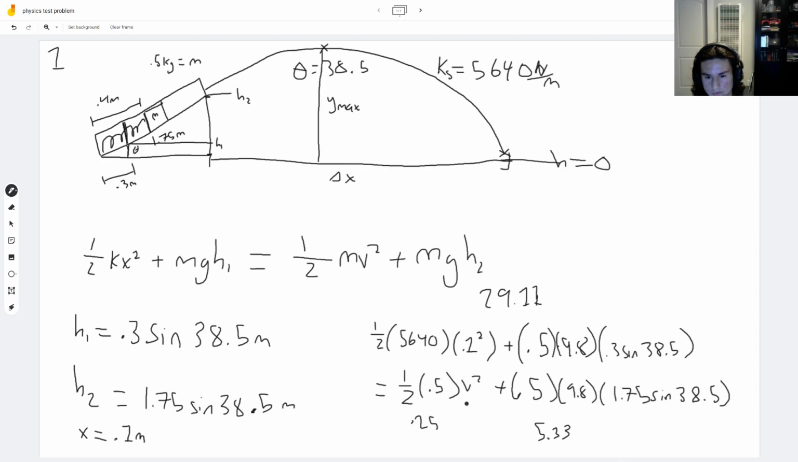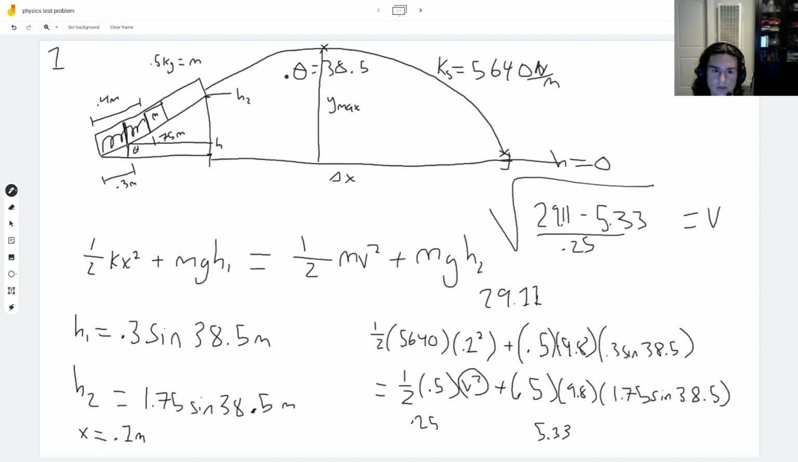That is going to be equal to, on this half, 5.33, again in joules. So to isolate our v squared, I'm going to just take the number here, subtract it from there, and then divide that number by there. So 29.11 minus 5.33, and then over 0.25, square root of that, and that'll give us our velocity, which is the velocity exiting here. So initial velocity.